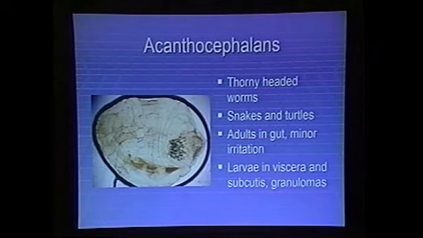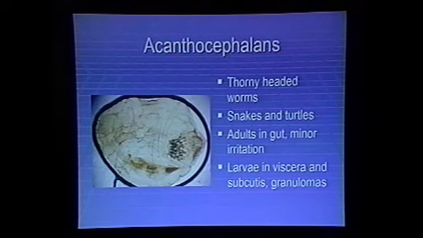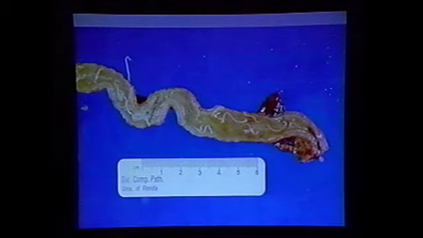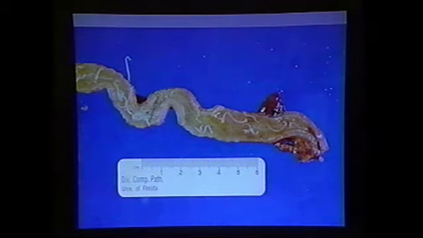Acanthocephalans, or thorny-headed worms, are occasionally seen in snakes and turtles, and the adults occur in the gut and are associated with minor irritation. Occasionally, granulomas are seen in the viscera associated with larval migration. Generally, though, acanthocephalans do not cause significant disease processes in reptiles. Perhaps where they are most commonly seen is on the mucosal surfaces of the distal small intestine and colon in the aquatic chelonians.